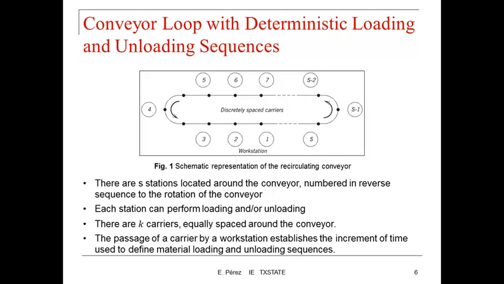We're going to have a conveyor. Those dots represent the carriers. In this case, we have multiple. And the circles around the conveyor are the stations.